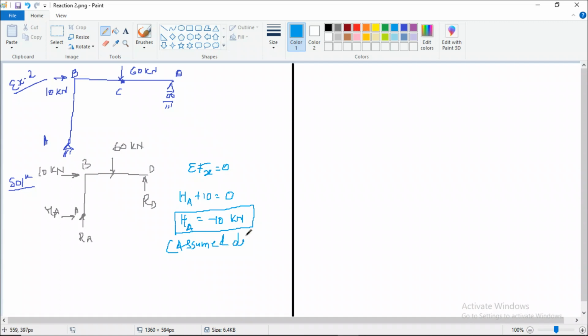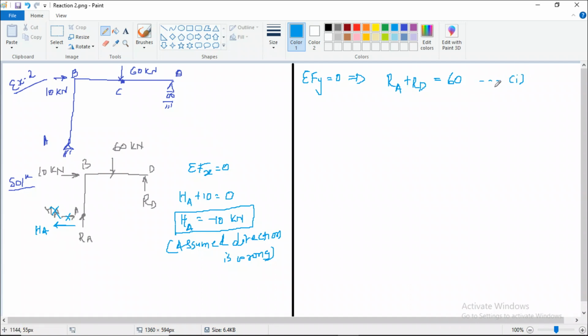So you can write here that the assumed direction is wrong, right? So we need to change this to this direction, and this will be HA. So this will not be there anymore. Then we need to apply the second condition, summation of Fy is equal to 0. If we apply this equation, the vertical forces we have are RA and RD, both positive, so RA plus RD, and we have one negative force, so is equal to 60. We'll get this equation.